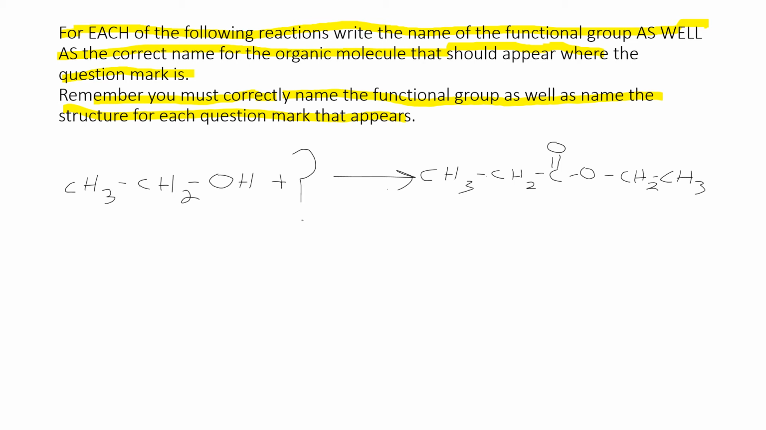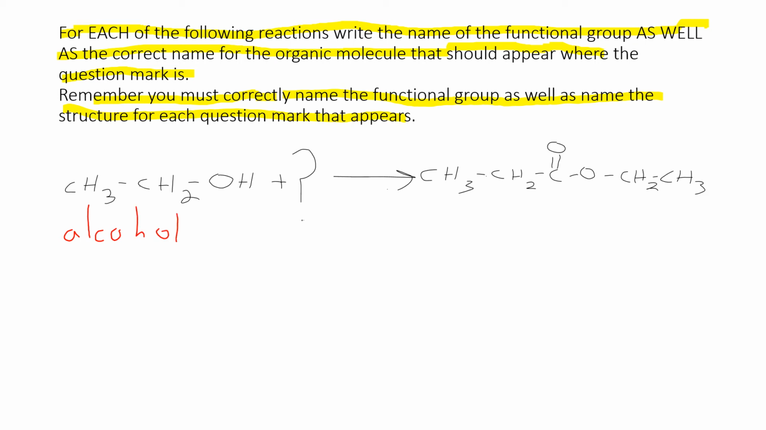So we want to try to figure out what structure will go where this question mark is in order to successfully complete this reaction. Reactions are all about functional group transformation. So we want to identify what functional groups we have. On the left-hand side, we recognize that we have an alcohol. And we're reacting it with something, that's the question mark.